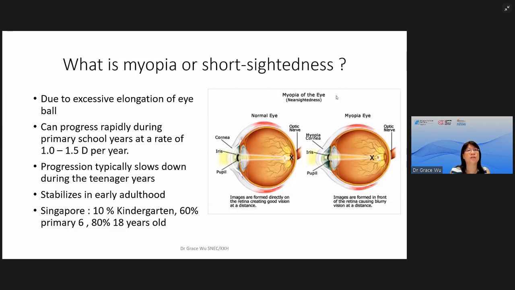Myopia is caused by an elongation of the eyeball, and it can progress rapidly during primary school years at a rate of 1 to 1.5 diopter per year, or in layman terms, 100 to 150 degrees per year. The progression typically slows down during the teenage years and stabilizes in early adulthood. In Singapore, 10% of kindergarten children have myopia, 60% in primary 6, 80% at the age of 18 years, which is not very good news, isn't it?